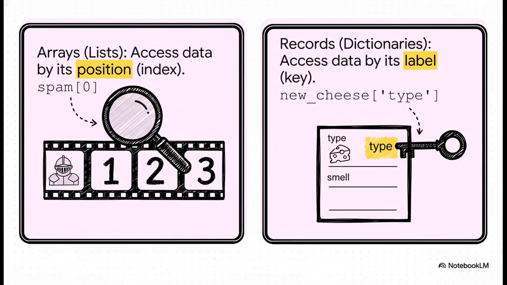This right here is the fundamental difference, and it's so important. With an array, a Python list, you get data using its position, its index. You ask, what's at position 0? With a record, a Python dictionary, you get data using its label, its key. You ask, what's the value for the key type? Position versus label. Remember that, and you're golden.